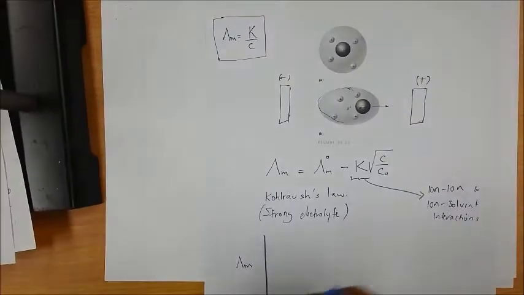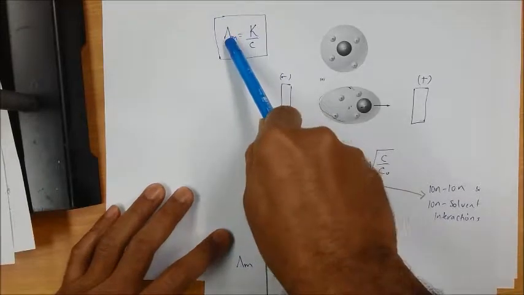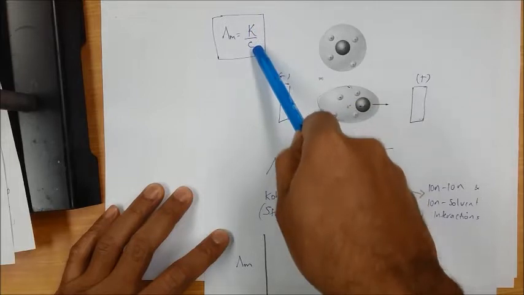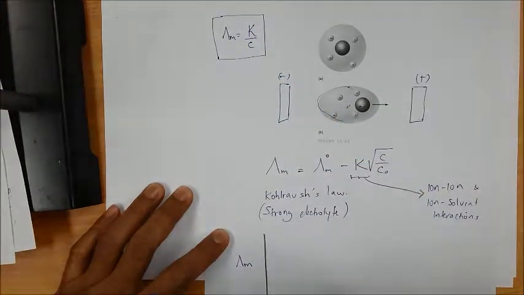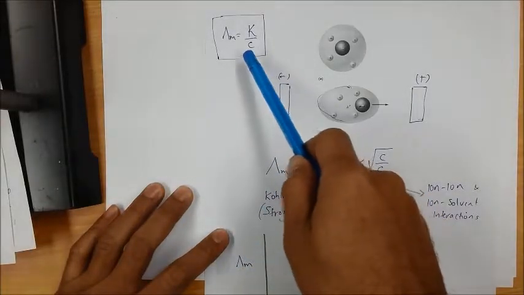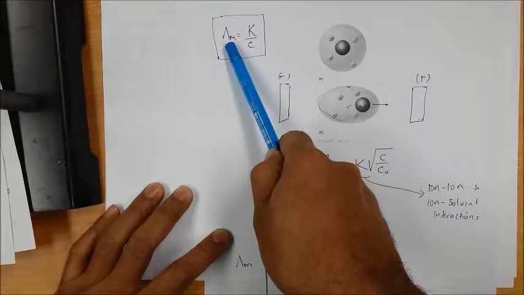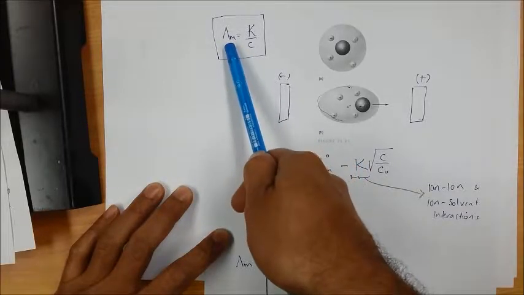So, continuing our discussion: the molar conductivity is equal to the electrical conductivity over the concentration, right? Because of the ion-ion and ion-solvent interactions, this value is not constant, so it varies with concentration. Specifically, this value lowers with concentration.